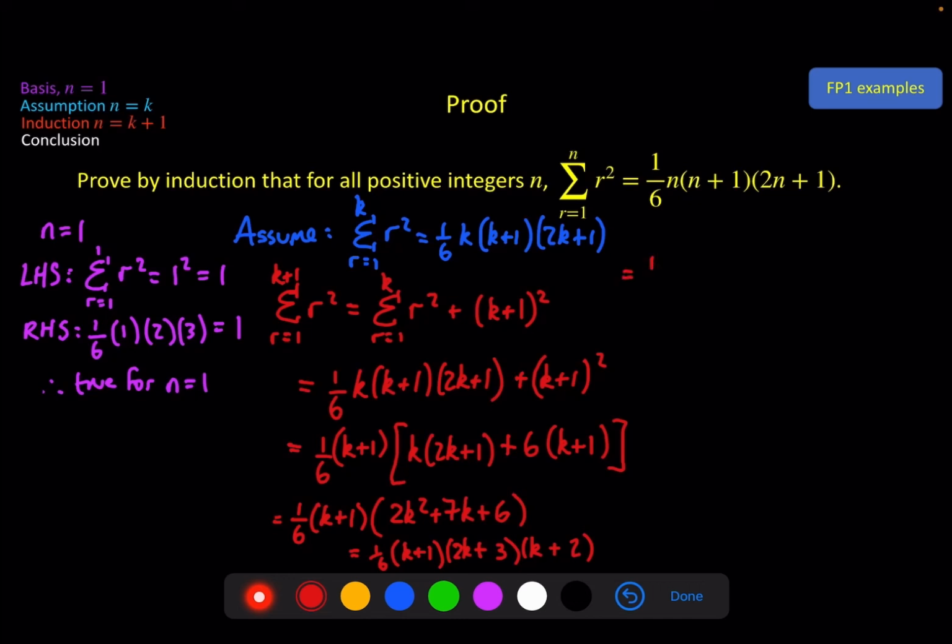So jumping up here, I've got 1 over 6, k plus 1, and then from the bracket on the end, I can write k plus 1 plus 1, and from the bracket in here, I can write 2k plus 2 plus 1. And hopefully you can see where I'm going here. If I factorize out the 2, this will be 2 brackets k plus 1 plus 1, which is 2n plus 1, where n equals k plus 1.